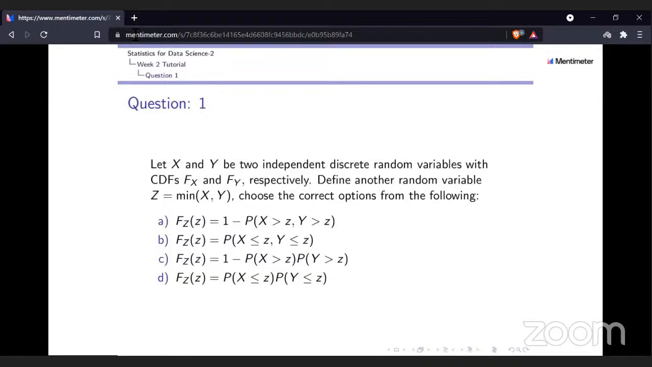I will give the time for like 3 minutes. It's not so difficult. After that, we will see the solutions. Is it okay?